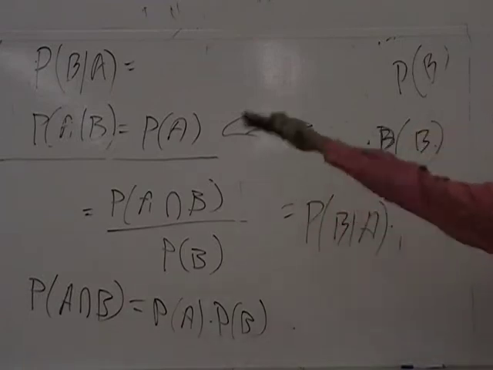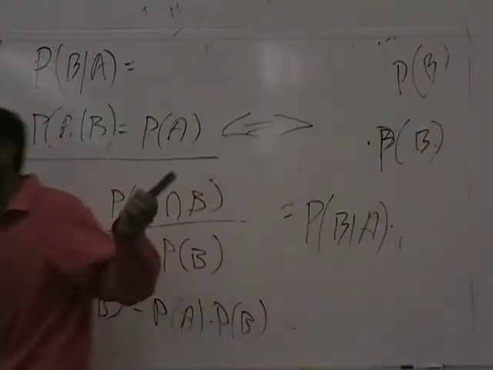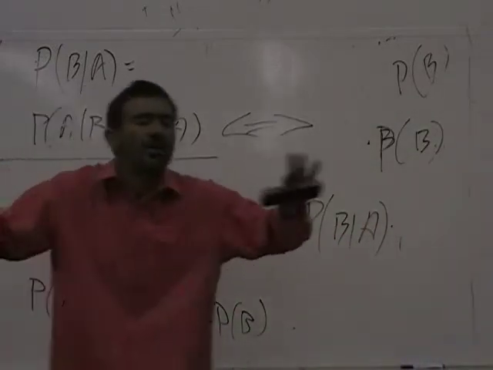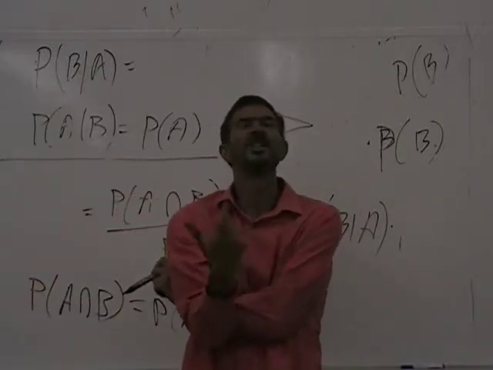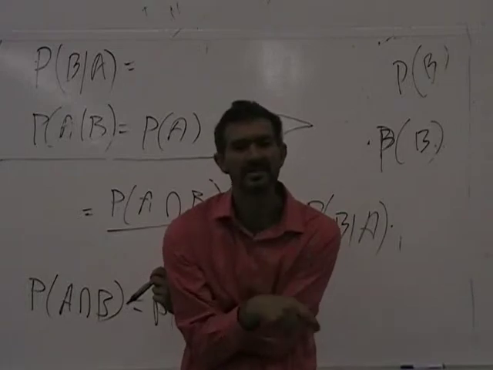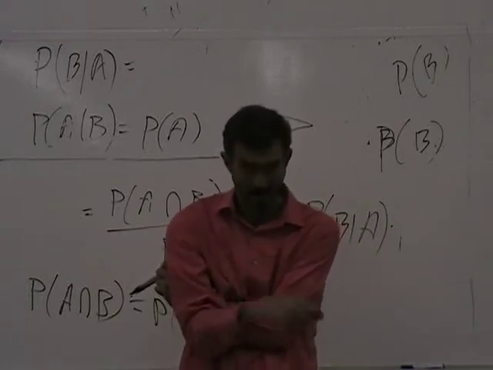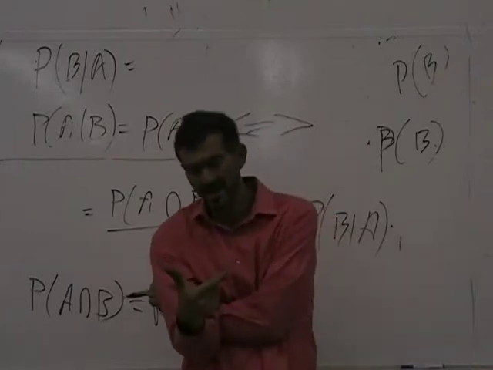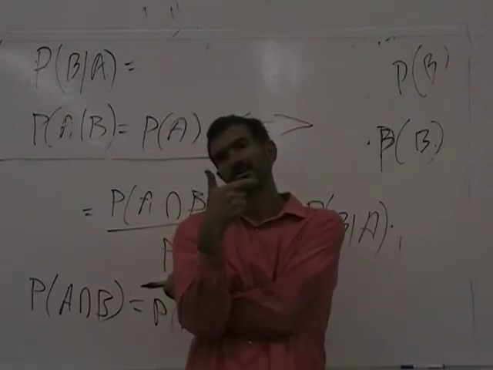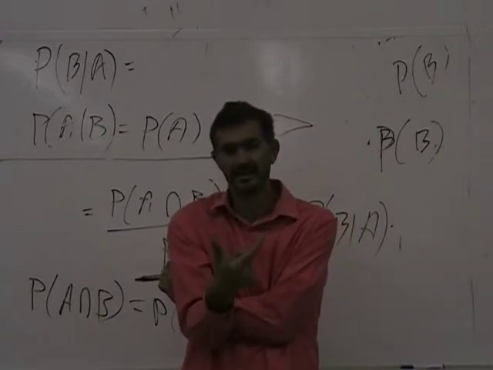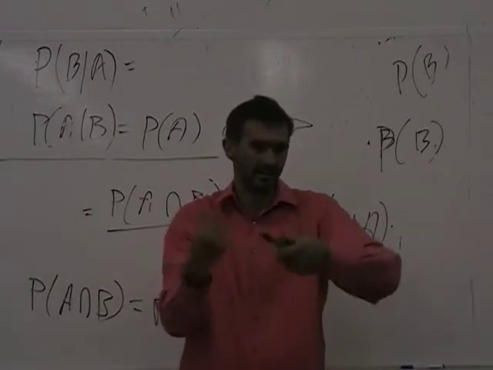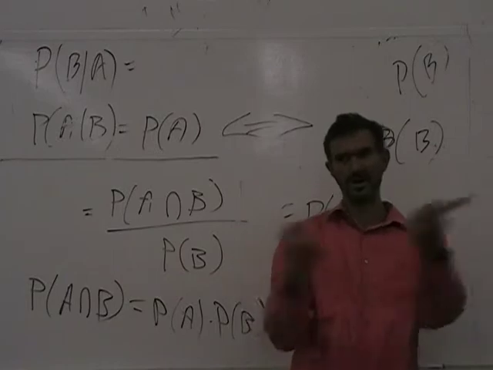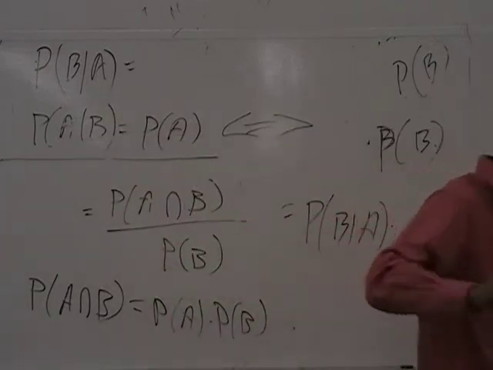The flip is true. The only thing that says is that independence is not an ordered pair. A and B are statistically independent means that B and A are statistically independent. It's just the pair. It doesn't matter which one you're looking at. That's all, nothing more.